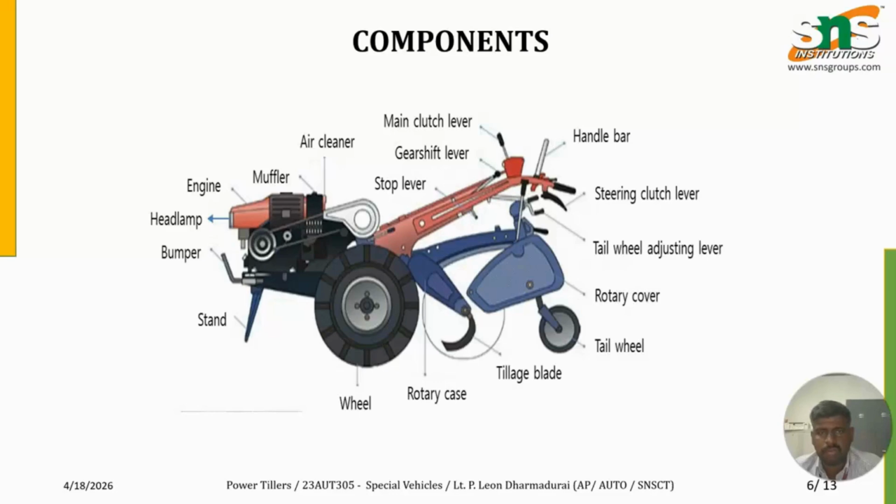These are the main components. It includes the engine. In total there are two levers, the main clutch and the steering clutch, the two types of clutches, along with the handlebar and the tail wheel adjusting lever. It also has provisions for keeping attachments, wheels, tillage blades, and the tail wheel. These are the main components of power tillers.